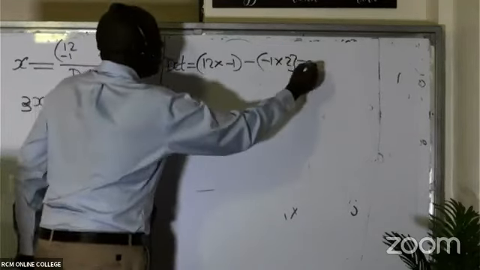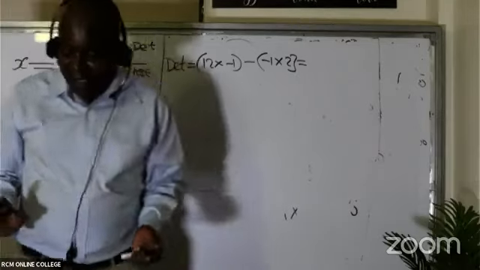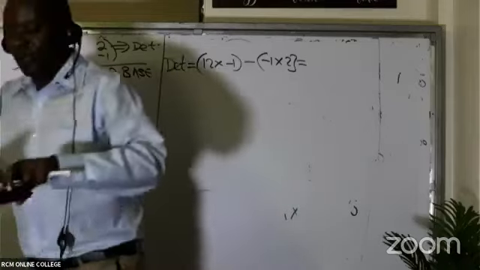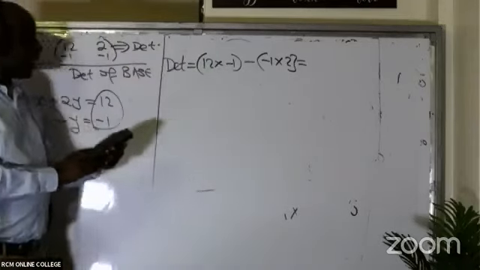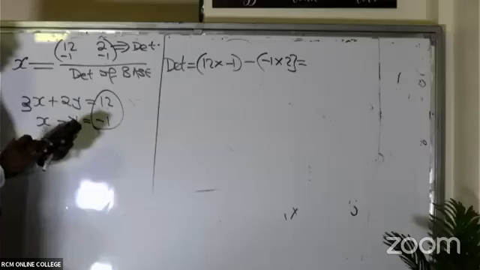Great, a good question there. I like students who are asking questions. So we have here, open brackets, 12 times minus 1, close, minus, open brackets, minus 1 times 2. You close like that. So this will give me negative 10.